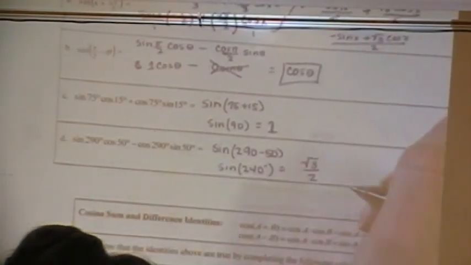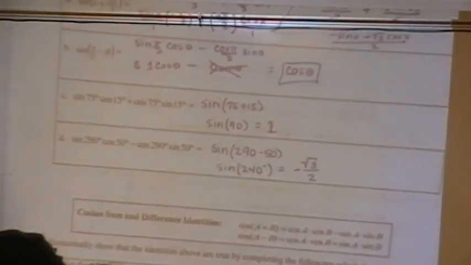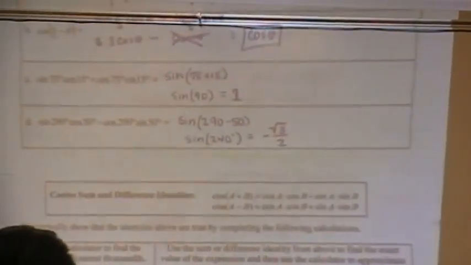Now the only other thing I have to concern myself about is what quadrant I'm in. I'm in quadrant 3, and everything is negative. Everybody okay? Alright, same process for the next couple problems, but now we're on the cosine identity.